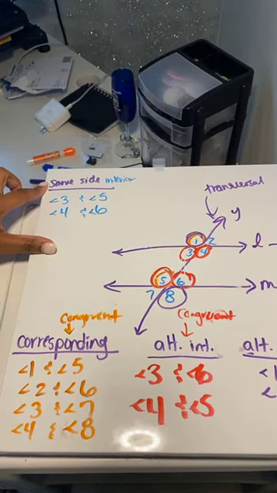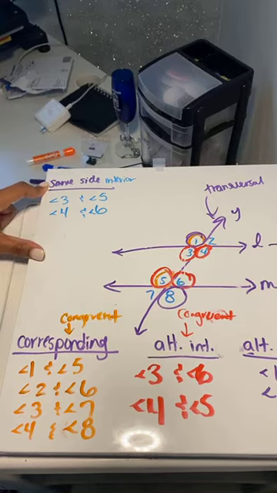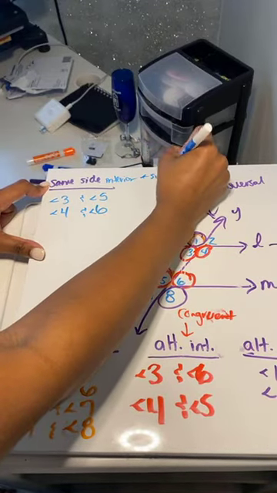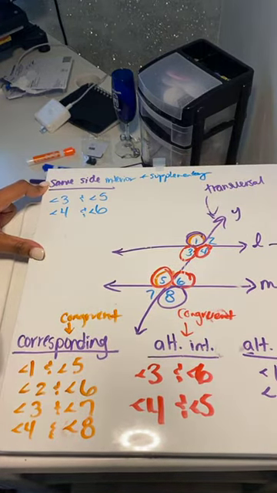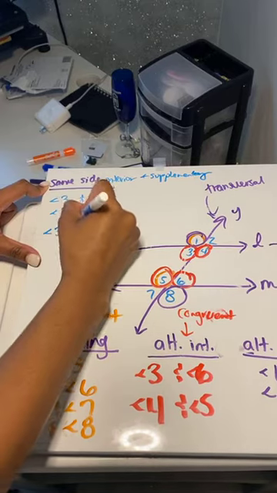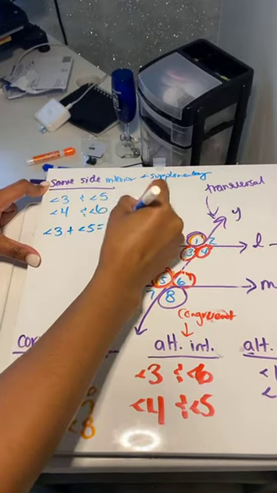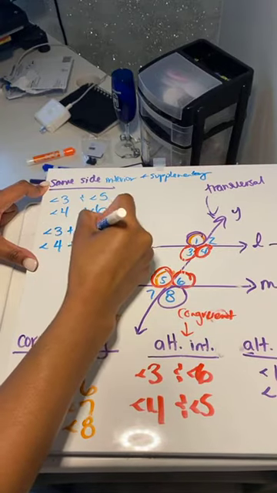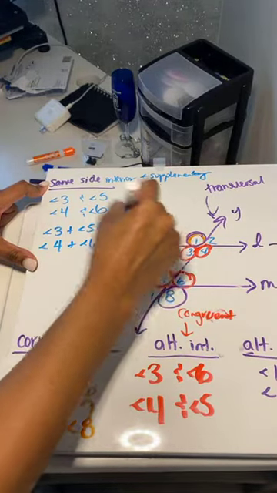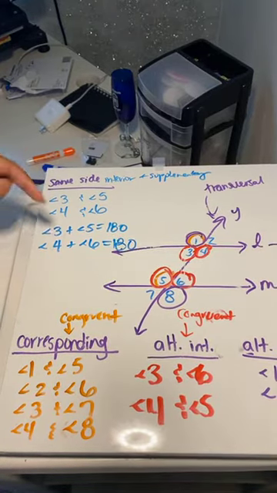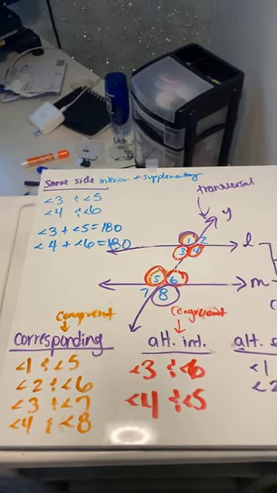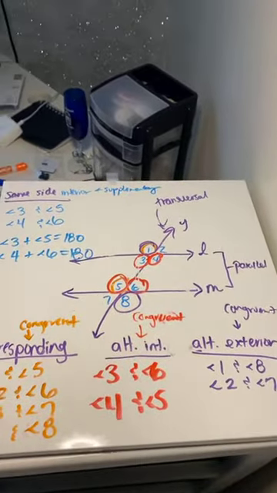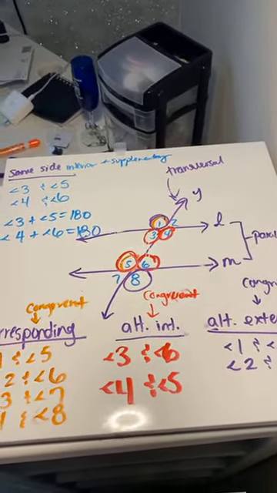Now these are not congruent. These are supplementary. This is the only pair that's supplementary. Supplementary means it equals 180. So what I need to know is angle 3 plus angle 5 equals 180, and angle 4 plus angle 6 equals 180. So this is the only time where you're going to have to substitute in a value, subtract, and solve. All right, if y'all got any questions about the relationships, let me know right quick. And I'm about to do an example of each one, and then we're done.